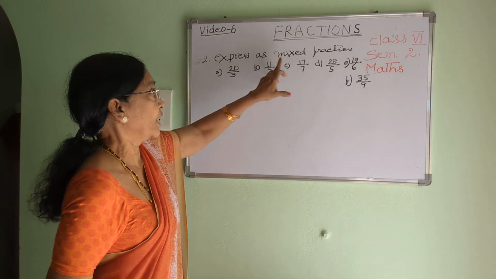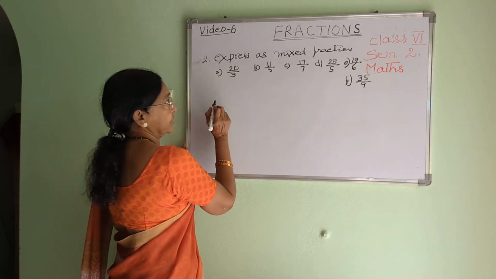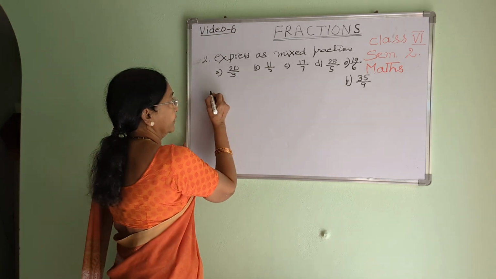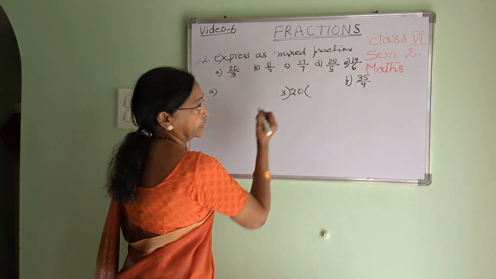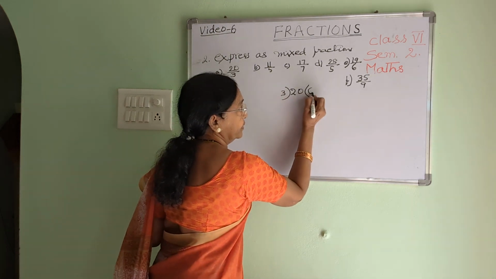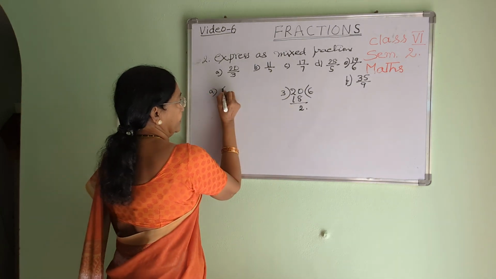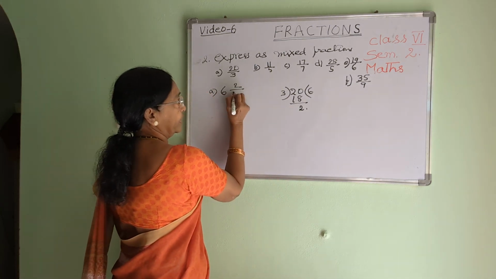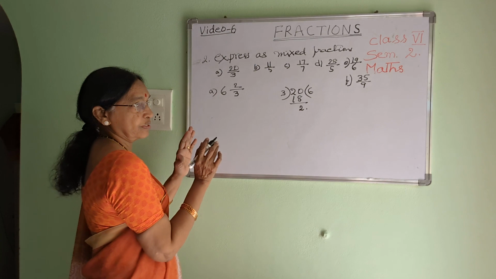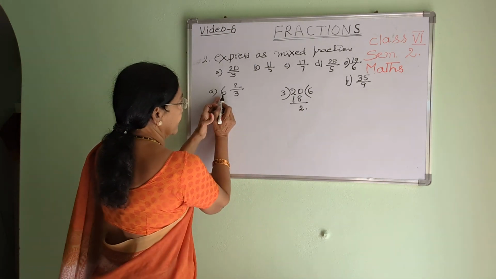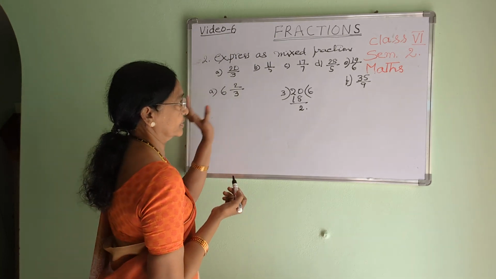Express the following as mixed fractions. 20 by 3 is an improper fraction. To convert it into mixed fraction, we have to divide it. 20 divided by 3. 3 6s are 18. So 2 is the remainder. So 6 is the whole number and the remainder by divisor. So 20 by 3 is equal to 6 2 by 3. So we will check whether it is correct or not. 6 3s are 18 plus 2, 20. 20 by 3, it is correct.